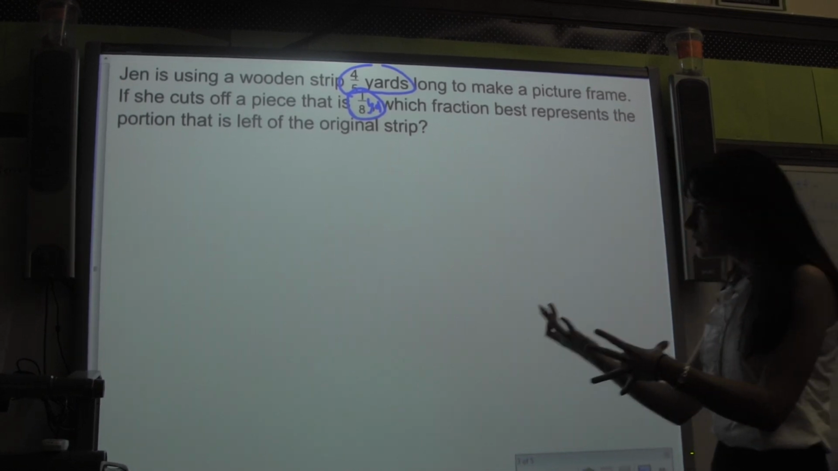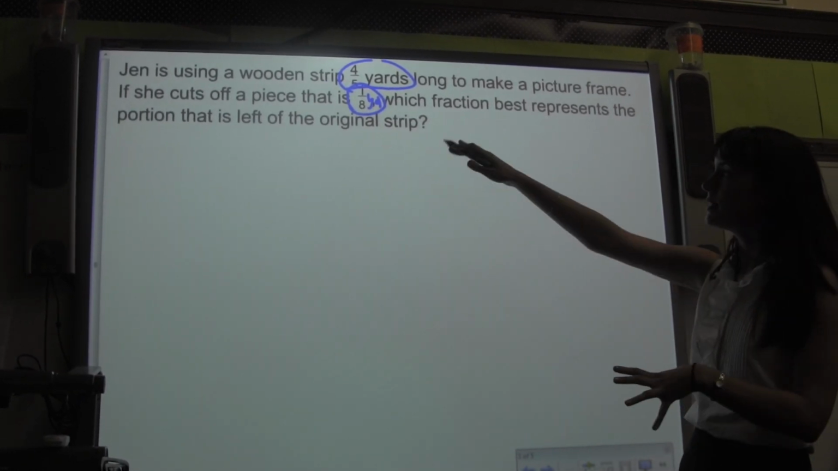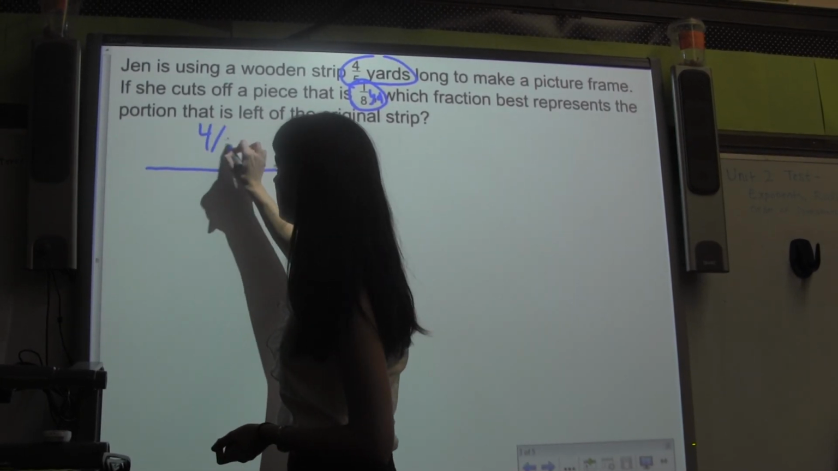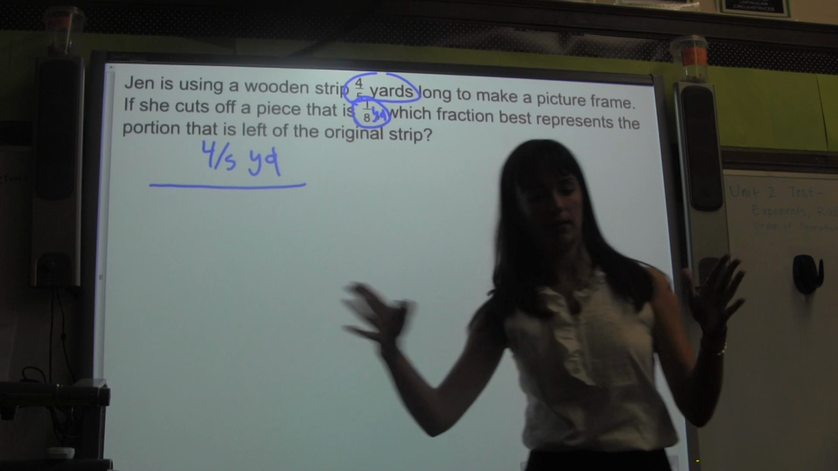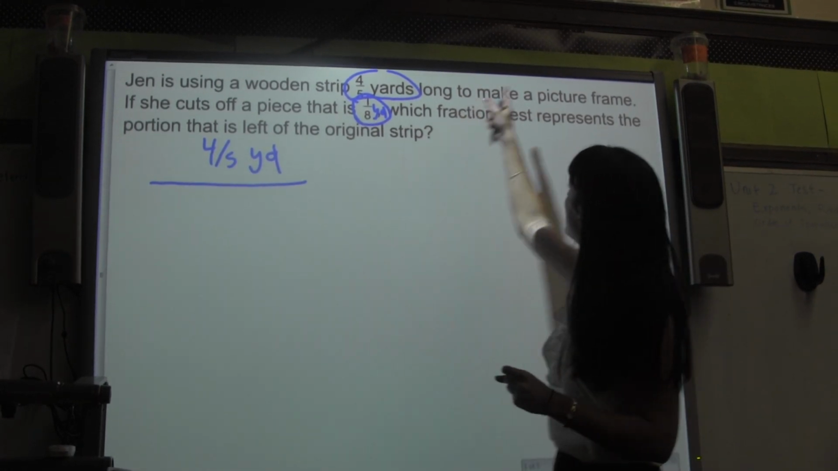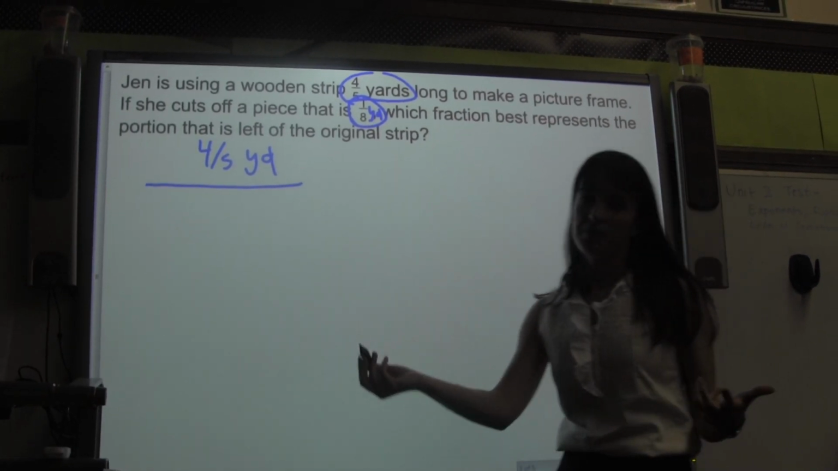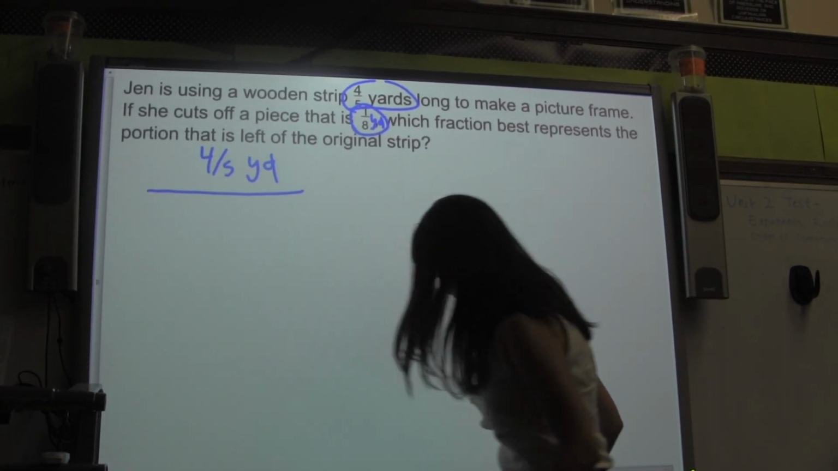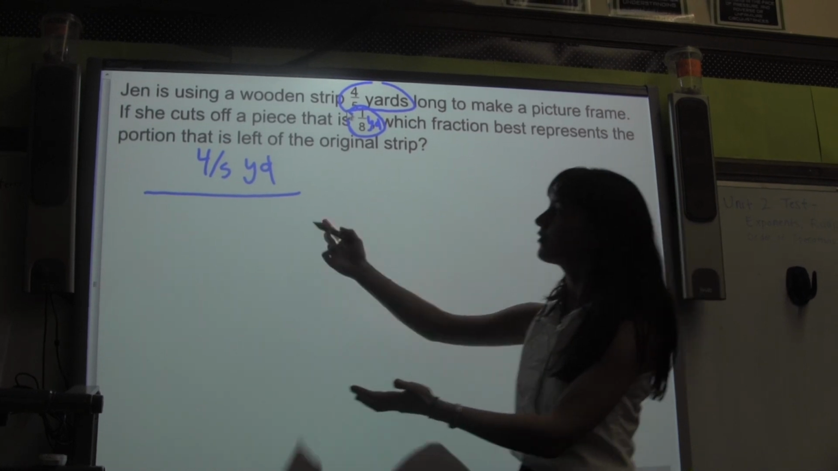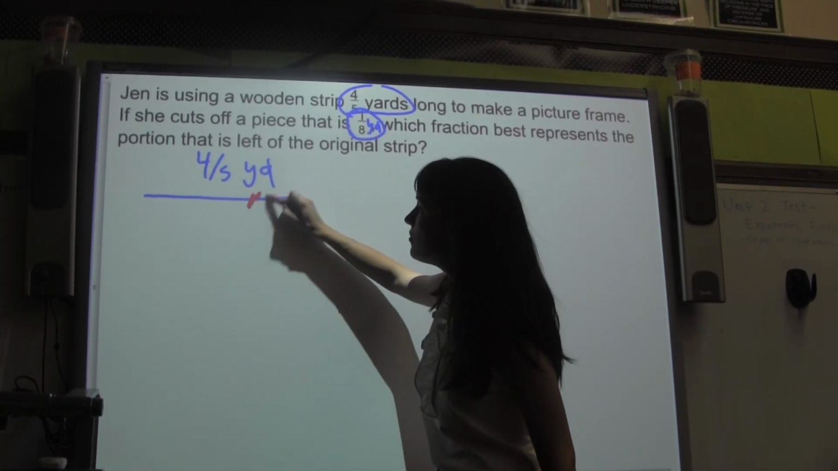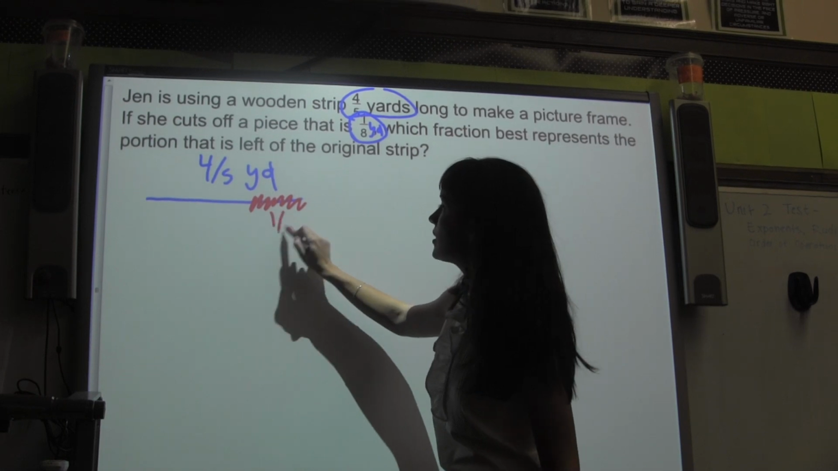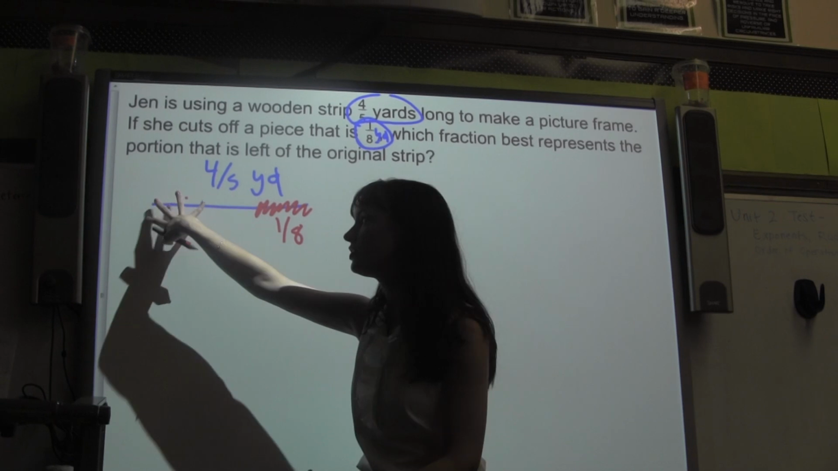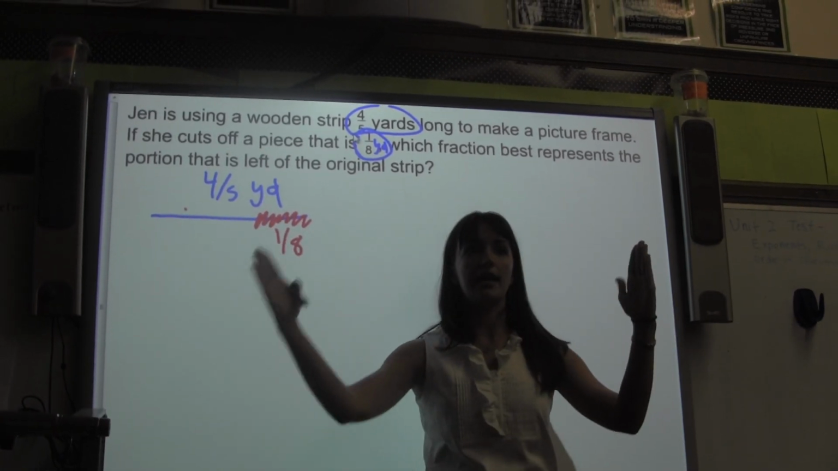So just so I can get a visual of this real quick, because it's a word problem, I would consider that Jen's using this, so she's got a wooden strip of something, and it's 4/5 of a yard. So she's holding something, it's about that big probably. She's making a picture frame. I don't really care what she's making with it. She's going to cut off a piece. So she's going to take her knife or whatever, and she's actually going to remove a piece of it that's 1/8 of a yard. And I want to know what fraction best represents the portion that is left. So in my mind, I started with this whole thing, and I took away a piece.